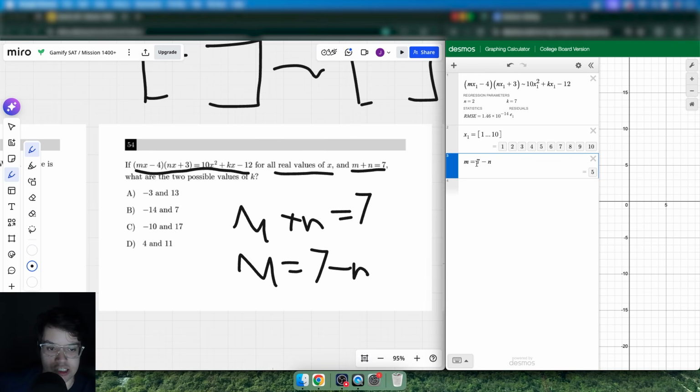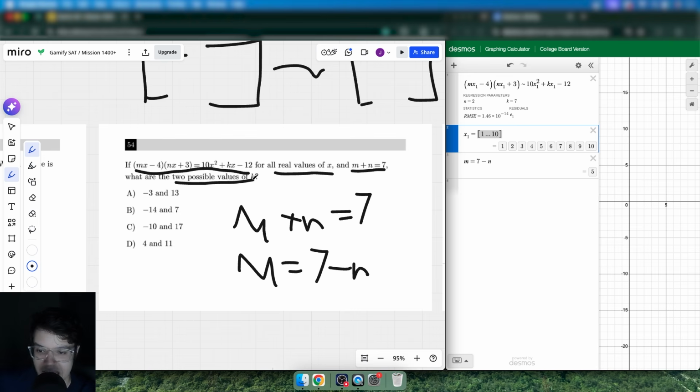And now it works. This basically works as another equation, just kind of like a workaround, where I don't have to write a whole new thing with the brackets, but it just works. So this thing will work as well. We see here n equals 2, k equals 7. It says, what are the two possible values for k? The only one that has 7 here would be b, so b is the right answer.